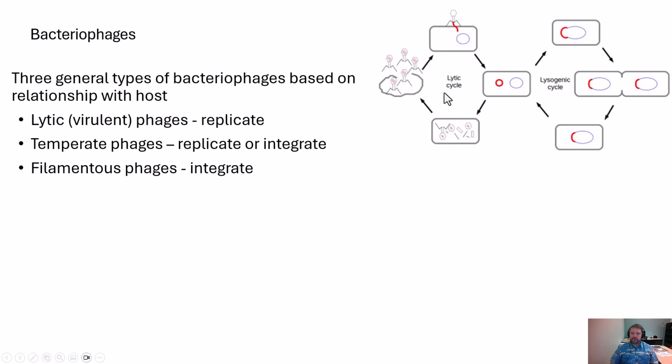So the temperate phages can move from the lysogenic cycle to the lytic cycle, or they could just be lytic. So just keep that in mind.